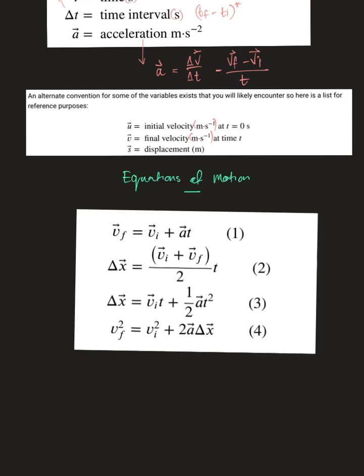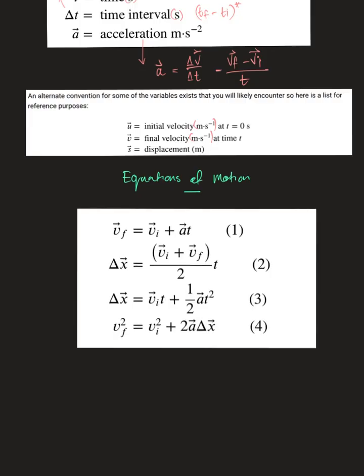All right. These are the equations. You are not required to know the equations, but you are required to work with them. So when we're working with these formulas, let's have a look at the first one. The first one says VF is equal to VI plus AT, which is final velocity is equal to the initial velocity plus the acceleration multiplied by time. The second one is delta X is equal to VI plus VF over 2 times time. So displacement is equal to the initial velocity plus the final velocity all over 2 multiplied by time.